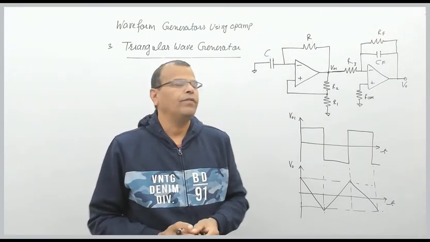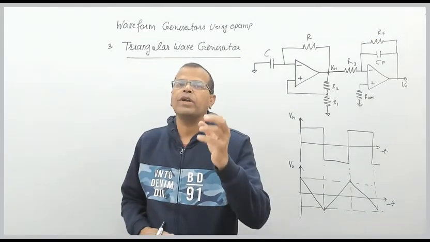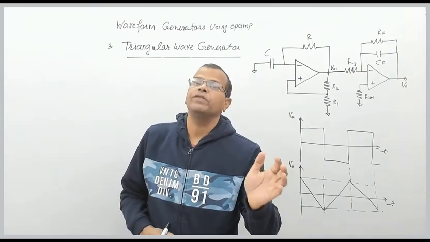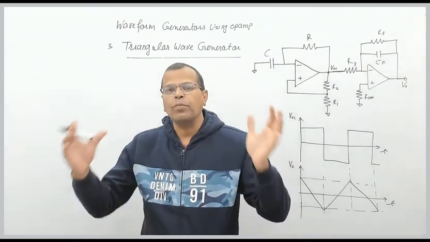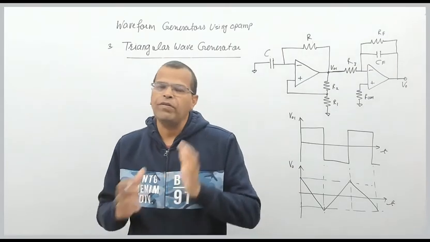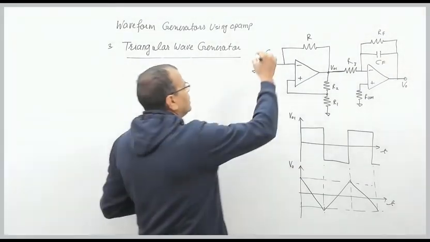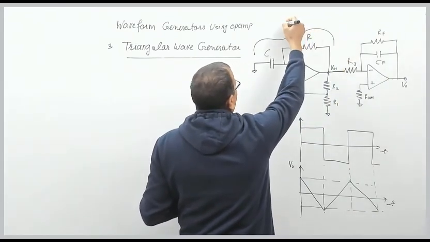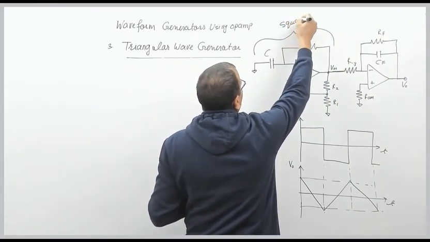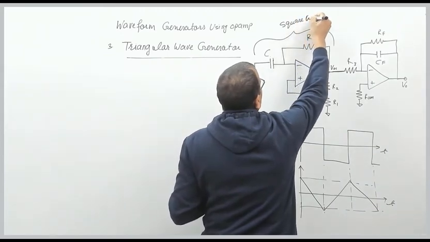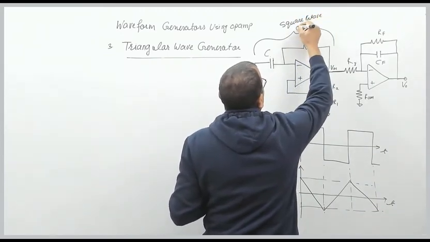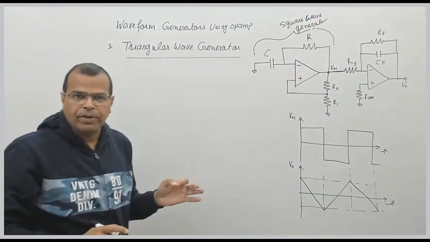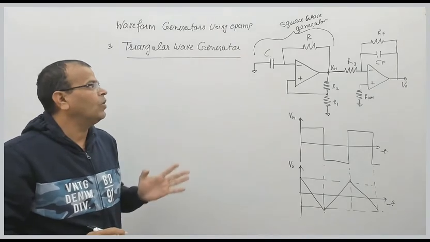So if I connect an integrator at the output of a square wave generator, the resultant combination will be a triangular wave generator. Let us see that. This is the circuit of the triangular wave generator, in which the first part is the square wave generator. What are the other names? Square wave generator or astable multivibrator or free running oscillator.